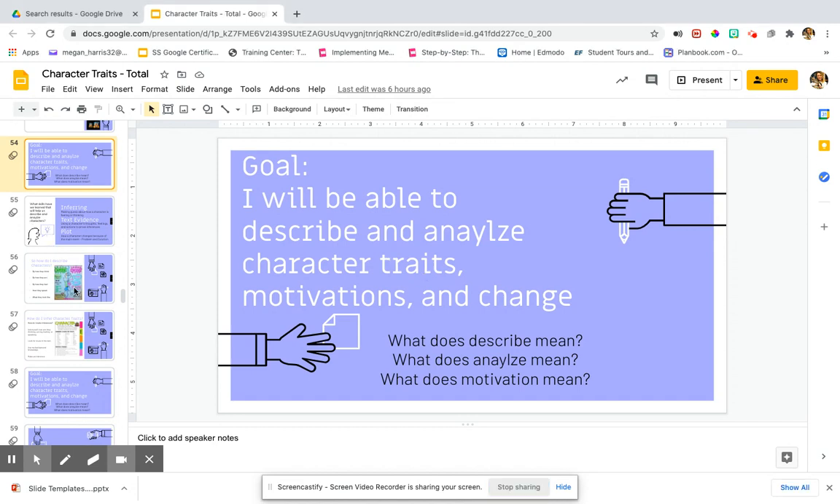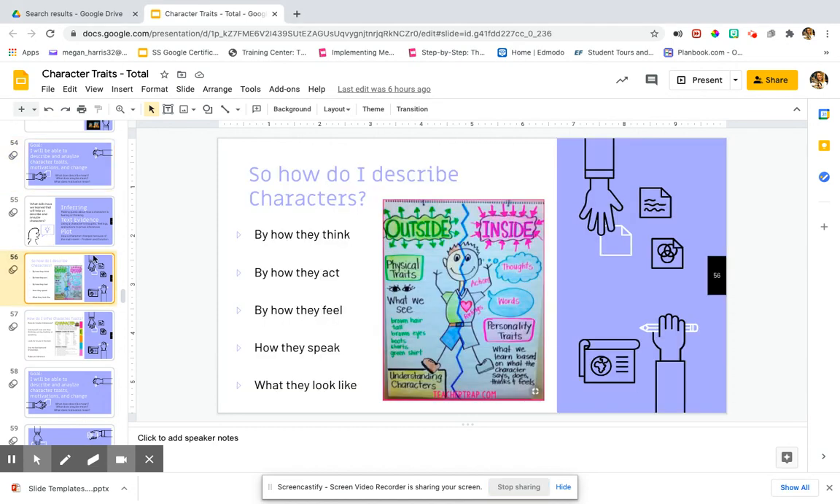So we know that characters have two types of traits, inside traits and outside traits. We know outside traits are how the character looks, things that we see. We know inside traits are how a character is thinking, acting, feeling, and speaking. The inside traits are going to be the things that we focus on the most.